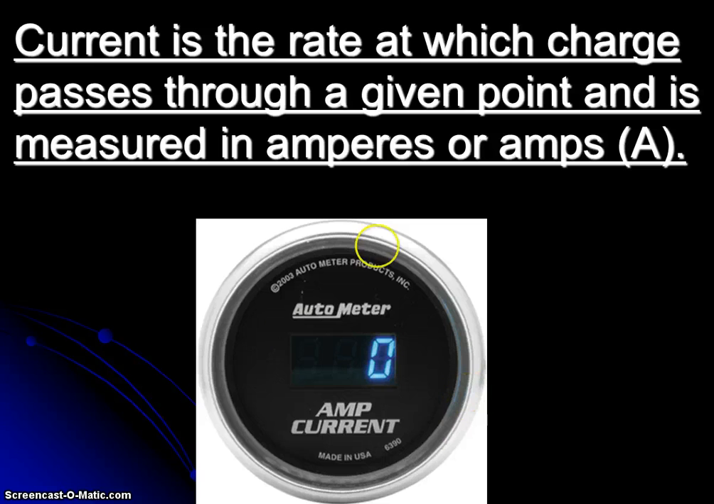And you often see this measured on your home because we like to measure the rate at which we use that electricity so that the wonderful electric company can charge us for the electricity we are using. We measure current in amperes, often talked about in amps. We shorten that a little bit.